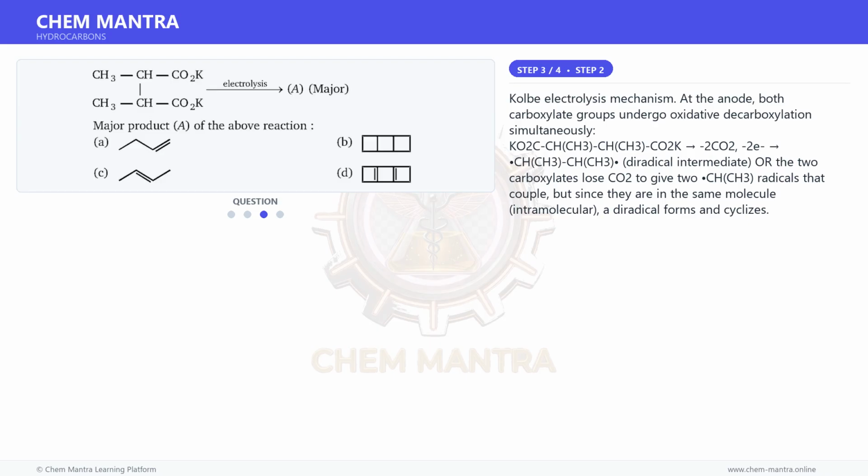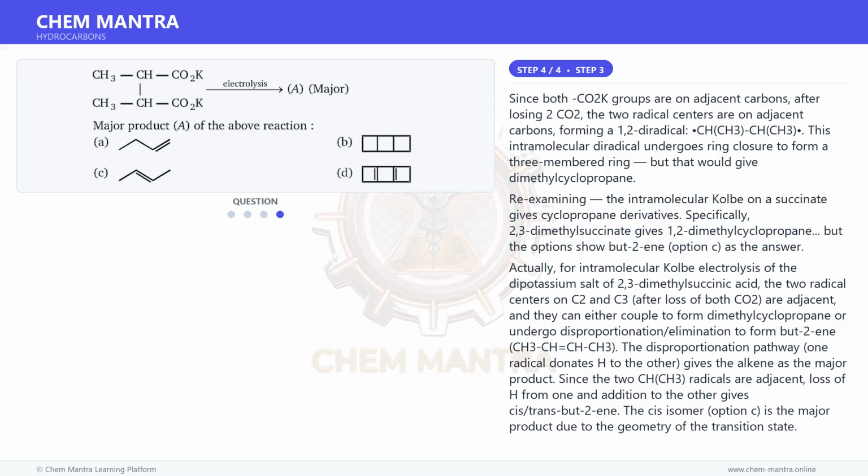forms and cyclizes. And for the final step, since both CO2K groups are on adjacent carbons, after losing two CO2, the two radical centers are on adjacent carbons, forming a 1,2-diradical, CH(CH3)-CH(CH3). This intramolecular diradical undergoes ring closure to form a 3-membered ring, but that would give dimethylcyclopropane. Re-examining, the intramolecular Kolbe on a succinate gives cyclopropane derivatives.